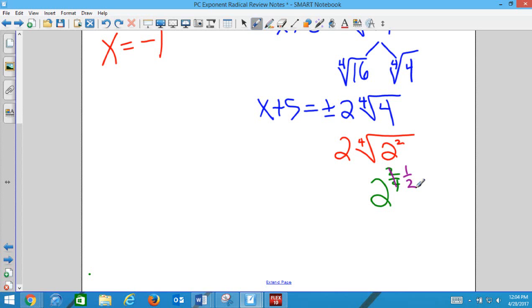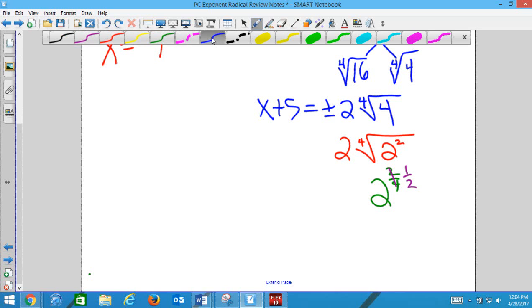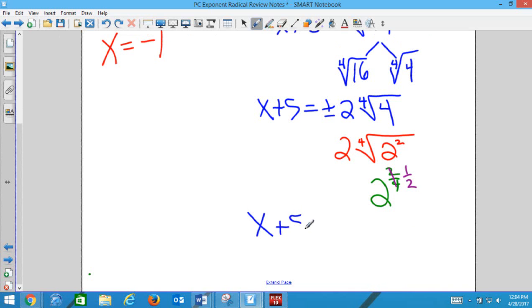And then I'm going to put that back into radical form. So I have plus minus, I have that 2 out front, and now I have the square root of 2.